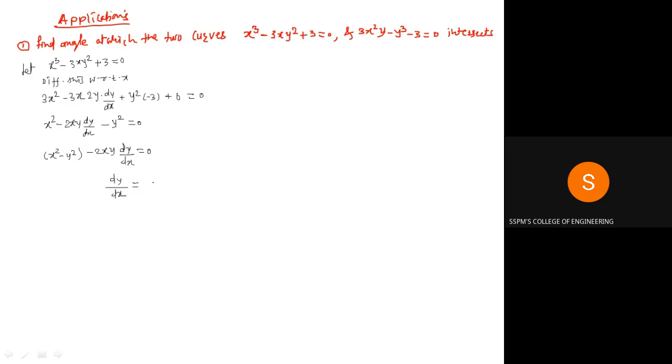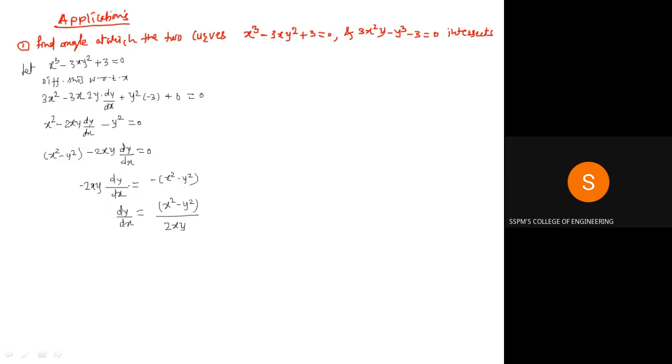So what can dy by dx be? If we shift this term to the right, it becomes minus times x square minus y square upon, and when you take the term minus 2xy into dy by dx and shift it to RHS, it will become minus. So this minus and that minus get cancelled. Then dy by dx is x square minus y square upon 2xy. This is the slope of the first curve. We can say it is m1, right?